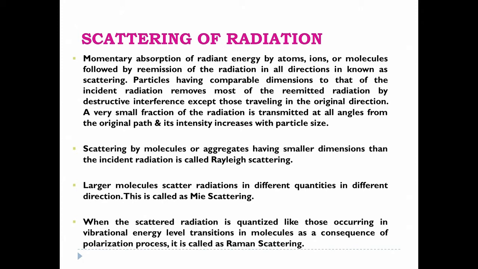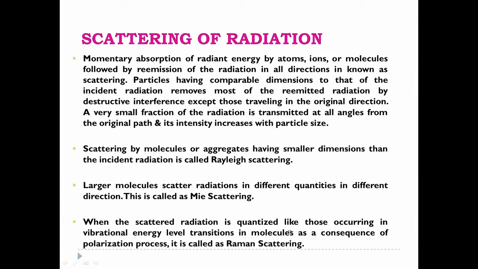There are two kinds of scattering. One is by molecules or aggregates having smaller dimension than the incident radiation, that is known as Rayleigh, and different larger molecules scatter radiation in different quantities in different directions. So, scattering by smaller particles is called Rayleigh scattering. Scattering by bigger particles is known as Mie scattering, M-I-E, Mie is the name of the scientist.